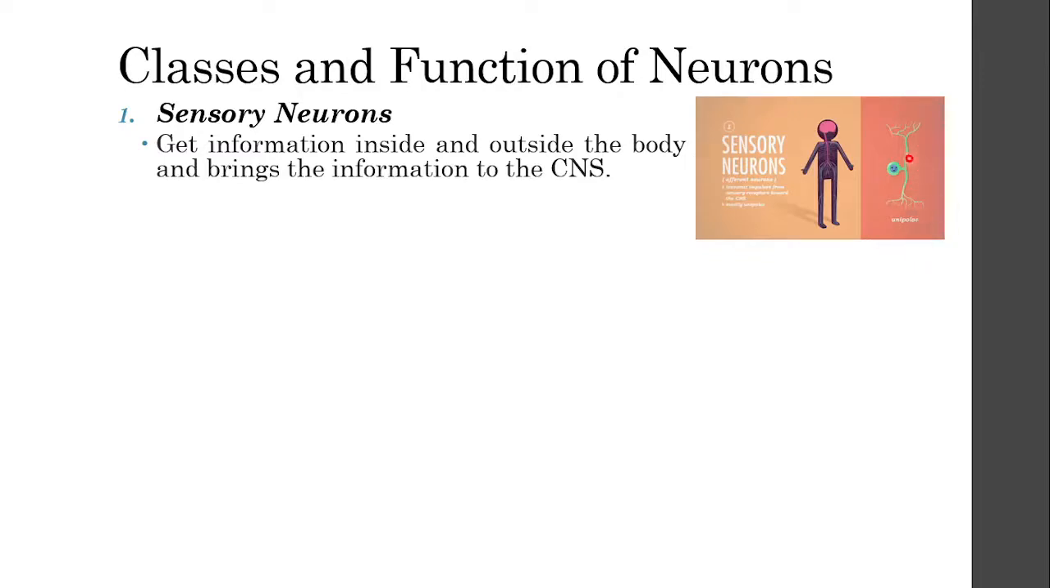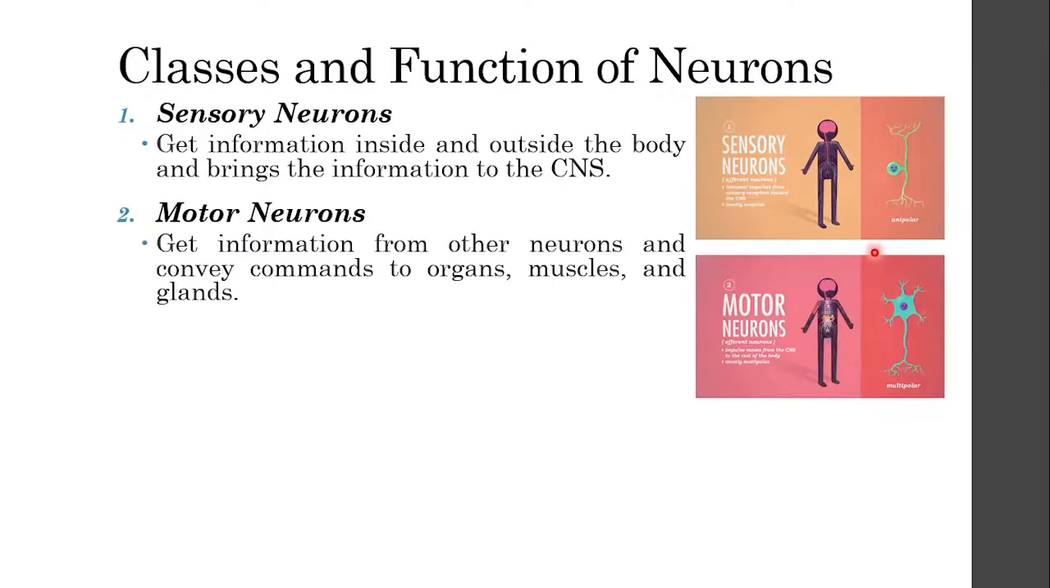They are unipolar. This is what I call unipolar. We're not going to focus on the different visual cues or ano bang itsura ng mga neurons. We're going to focus on the very basic, like I've mentioned. And then we have motor neurons, which we have discussed, which get information from other neurons to convey commands sa ating katawan, muscles, organs, glands, etc. So sensory is information papunta kay CNS, and motor neurons is CNS to the parts of our body.